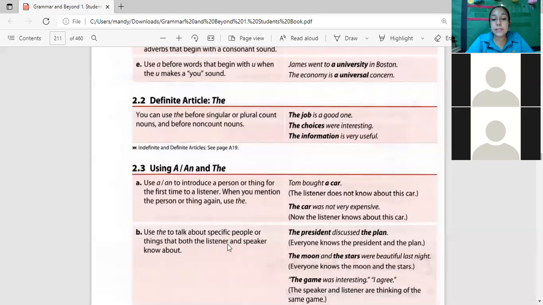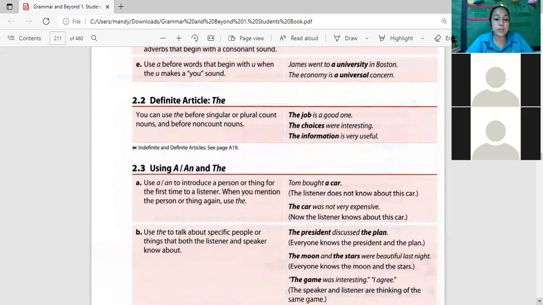Use the to talk about specific people or things that both the listener and the speaker know about. The president discussed the plan. You and me know about this one. We know about the president, we know about the plan. The moon and the stars were beautiful last night. That means you and me know about the moon and the stars, which were beautiful last night. The game was interesting. I agree. The speaker and the listener are thinking of the same game. That means you have the same idea. For that reason, we use the article the.